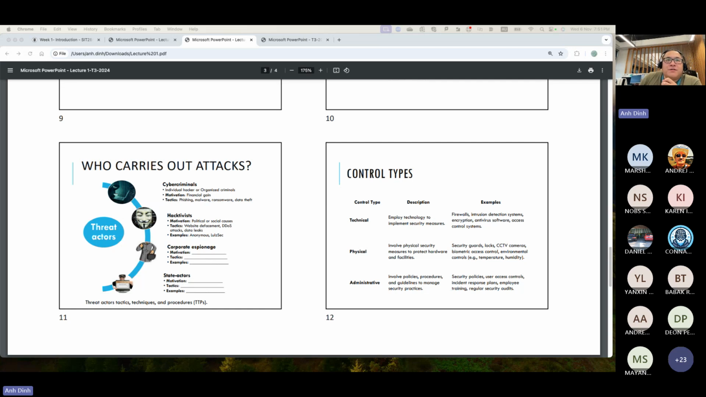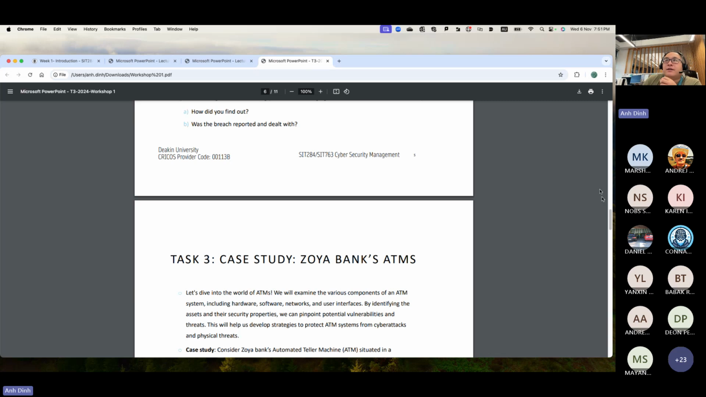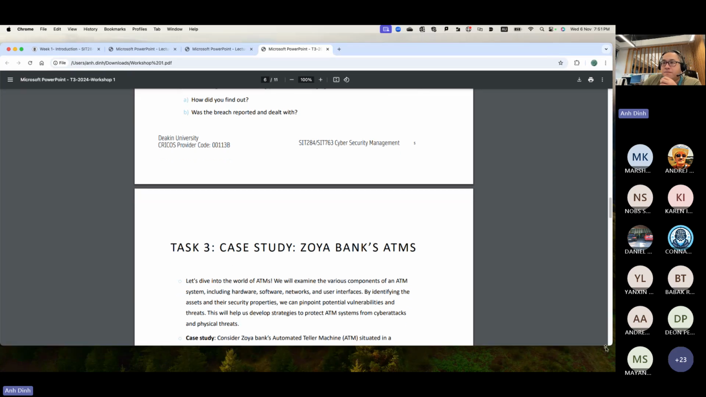Okay, so we cover technical control, administrative control, and physical control. Okay, that's it. So if no more question or comment, then let's move on to the case study for this week workshop.